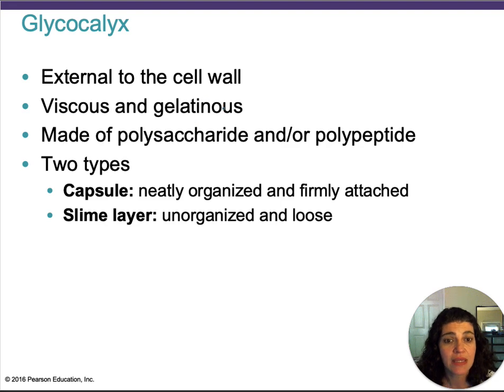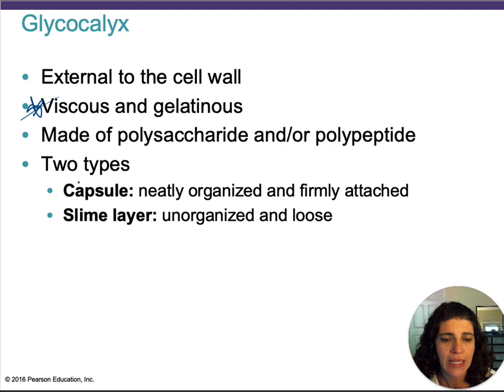Glycocalyx. Glycocalyx is what makes the capsule. It's a layer of sugar. You're sugar coating your bacterium, right? So the capsule is the most external layer of the bacteria, and it's made of a sugar. It's viscous and it's gelatinous. See here? And it's made of polysaccharides and or polypeptides. What are polypeptides? Parts, pieces of proteins, right?